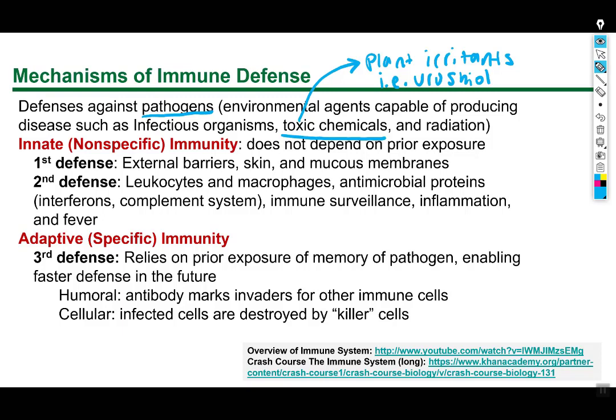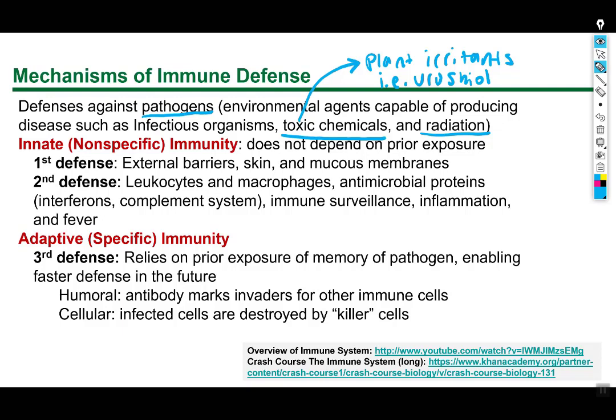Urushiol is a plant irritant found in poison oak and poison ivy, and that definitely causes an immune response. If you've ever had poison oak or ivy, you know very well how painful and obnoxious that feeling is. That's not a living organism at all. It comes from one, but it isn't itself a living organism. Nevertheless, we consider it to be a pathogen. Radiation is also considered a pathogen in this regard. So really just stuff that's going to do you harm.